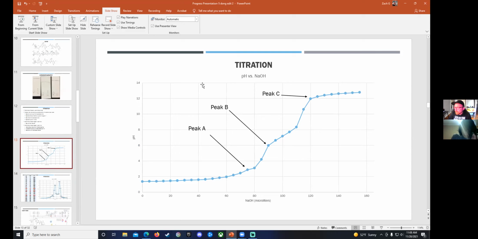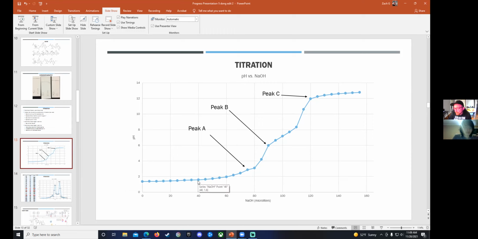These results can be seen here. This is our pH versus NaOH, the sodium hydroxide measured in microliters. Our domain spans between 0 and 160, and our range spans between the standard 0 and 14. This is the point where we started our titration, at a pH of give or take 1.7, right around that area.